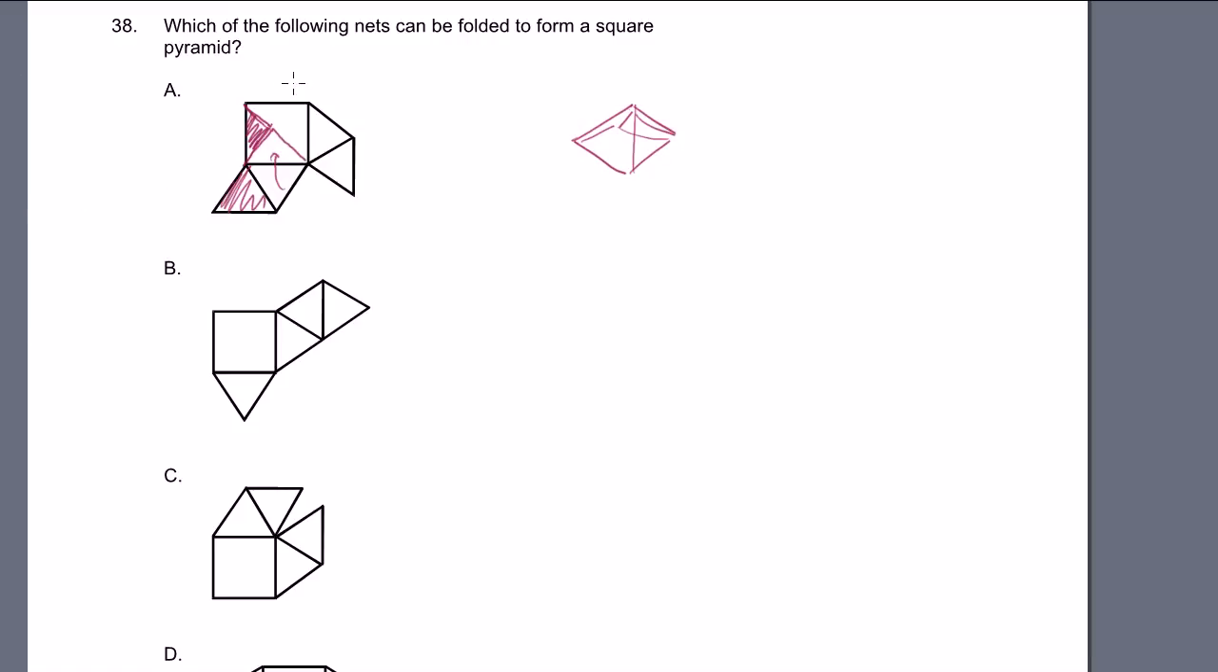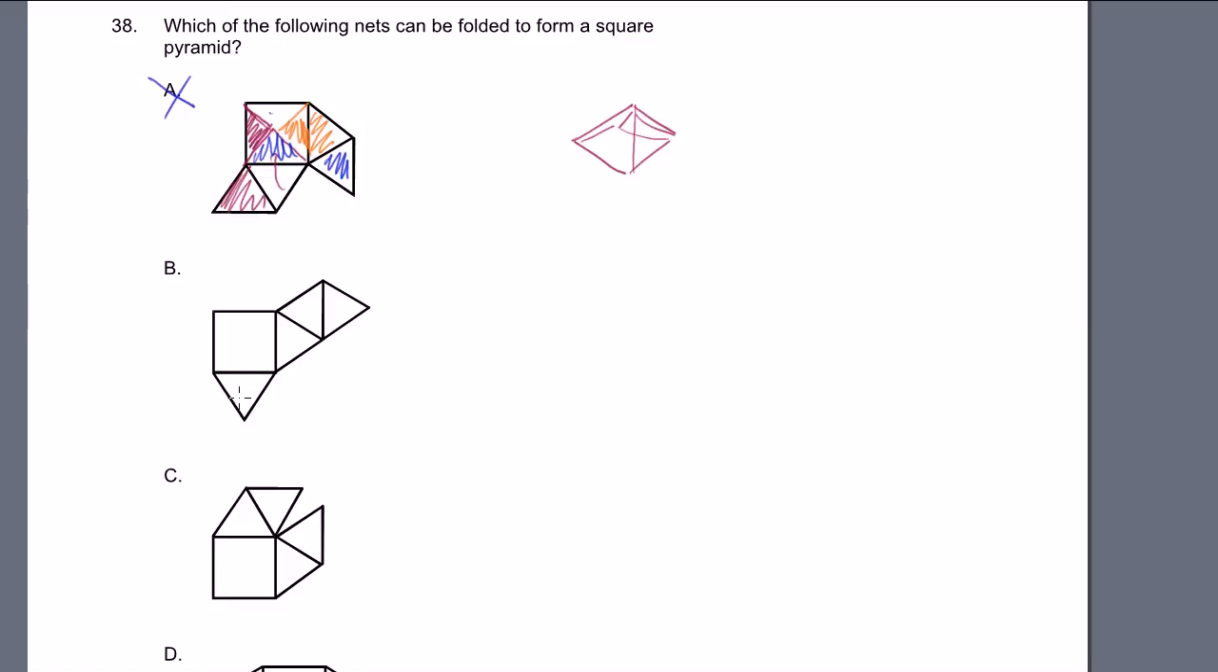Maybe let me use some colors. And then this guy, when I fold it, will fill right there. And then this flap won't fill in the blank. This flap won't go where it's supposed to. This flap will just cover that flap again. So choice A is not the correct choice.